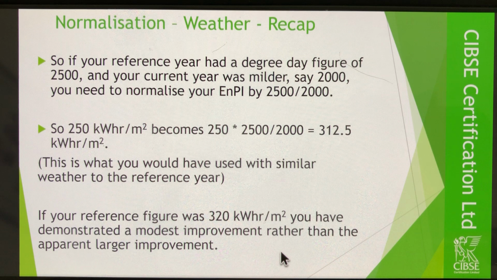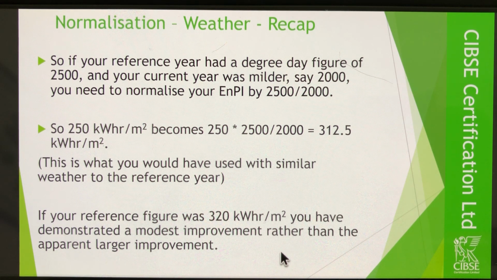We'll talk about a hypothetical reference year where your degree day number was 2,500, but the year you're currently looking at was milder, so a smaller number, say 2,000. You need to normalise your performance indicator by that ratio. So 250 kilowatt hours, if that's what your actual consumption had been, becomes 312. Sorry, you're in a milder year, so you've artificially increased your figure.